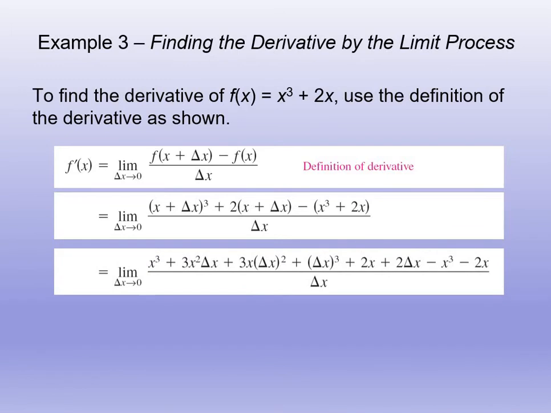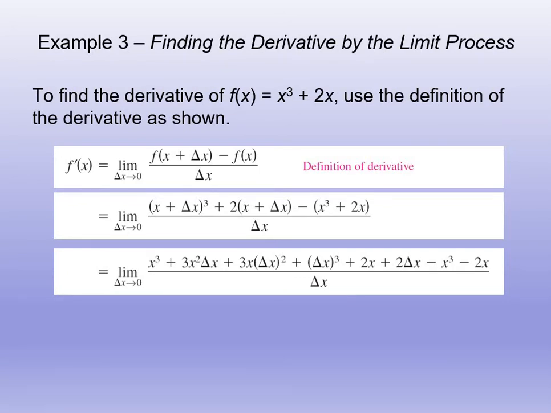Okay, next step is we have to cube out x plus delta x and distribute the 2 through the x plus delta x, and distribute the minus sign to x cubed plus 2x, all in the numerator. So when we do that, we end up with x cubed plus 3x squared delta x plus 3x delta x squared plus delta x cubed plus 2x plus 2 delta x minus x cubed minus 2x, all over delta x.